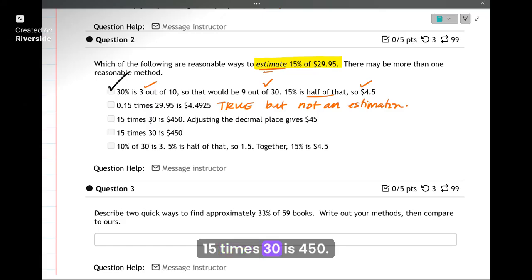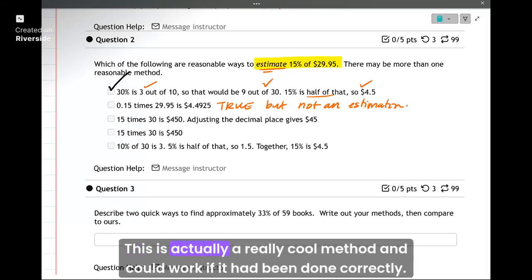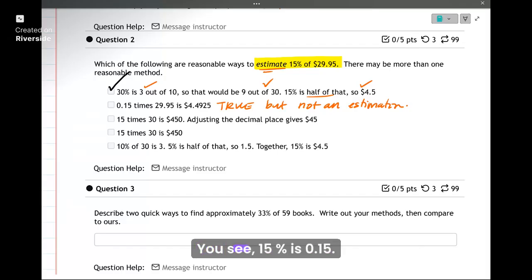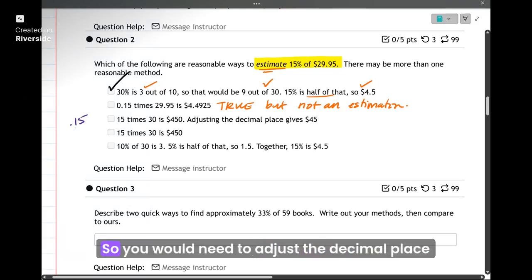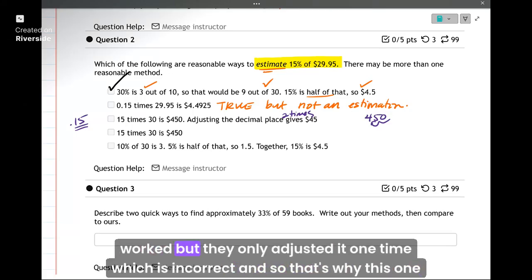15 times 30 is 450. Adjusting the decimal place gives 45. This is actually a really cool method and could work if it had been done correctly. You see, 15% is 0.15, so you would need to adjust the decimal place 2 times. And so that 450, you would have needed to move it 2 times and it would have worked. But they only adjusted it 1 time, which is incorrect. And so that's why this one is incorrect.